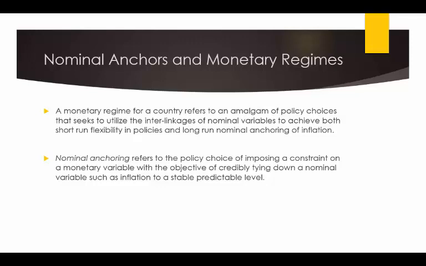The choice of such an anchor or set of similar anchors defines a monetary regime a country chooses as a more or less formal statement of its long-run goal of keeping prices stable or inflation in check. A nominal anchor works by choosing to impose a constraint on a particular nominal variable, which in turn serves to credibly pin down another or other nominal variables such as inflation to some stable, predictable level.